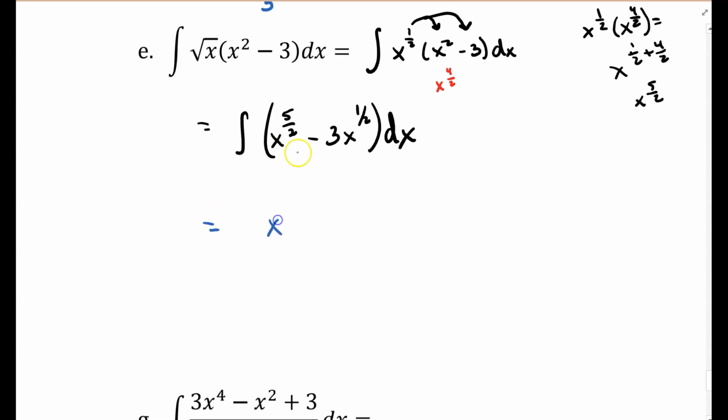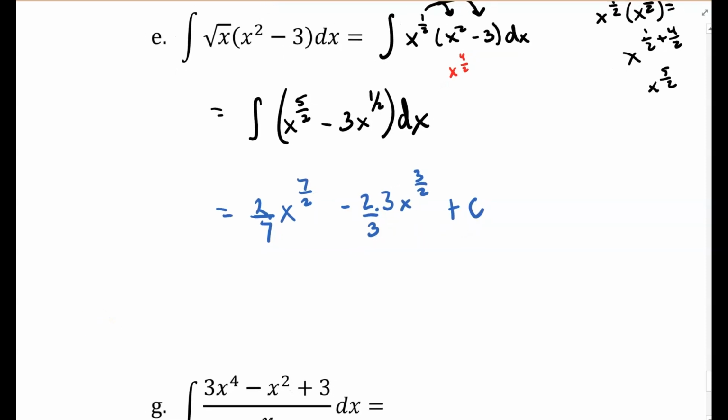So, okay, we get x to the power of 7 over 2. Remember, I just added 1, which is 2 over 2, plus 5 over 2, okay? Divided by 7/2, which is 2/7. Okay, minus 3x to the power of 3/2 divided by 3/2, which is 2/3. Okay, plus a constant, plus our c value. Don't forget your plus c. So this gives us 2/7 x to the power of 7 over 2, minus, our 3's cancel, and we have 2x to the power of 3/2 plus c.